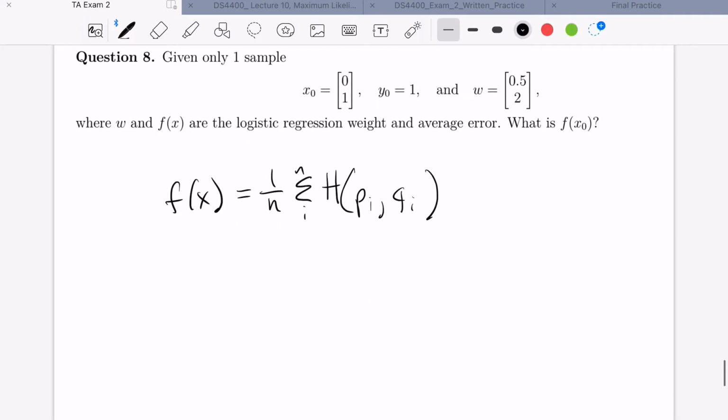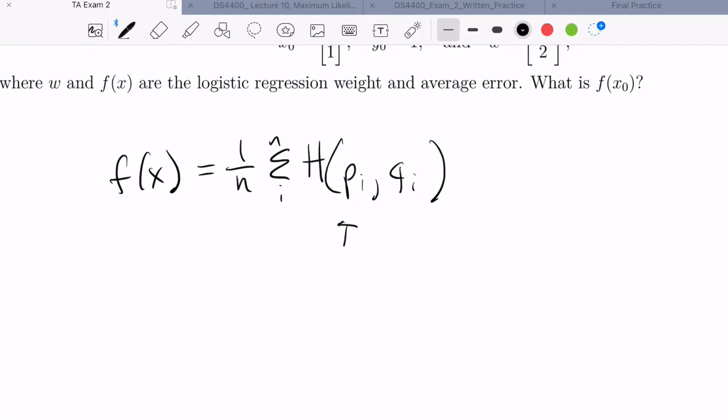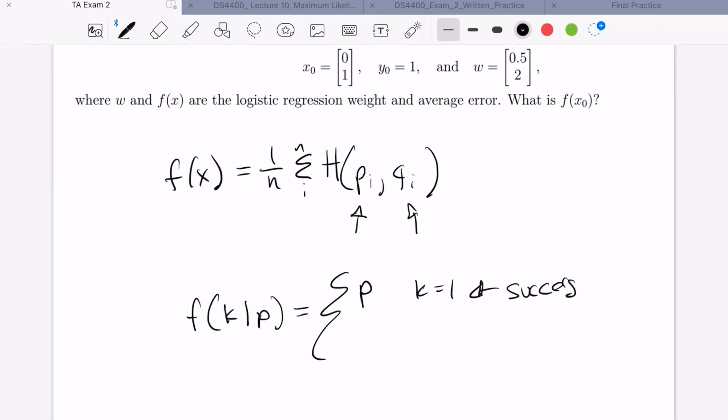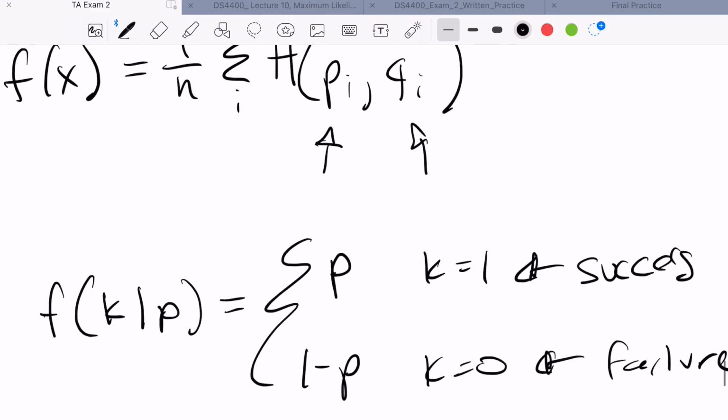A quick statement here: these two are Bernoulli distributions. If you remember what a Bernoulli is, it's simply a PDF which takes in an event and a probability, and it outputs p if k is equal to 1, which means a success occurred, and it outputs 1 minus p if a failure. So Bernoulli is a discrete distribution with two outcomes, either a success or a failure, and we parameterize it by the probability of a success.